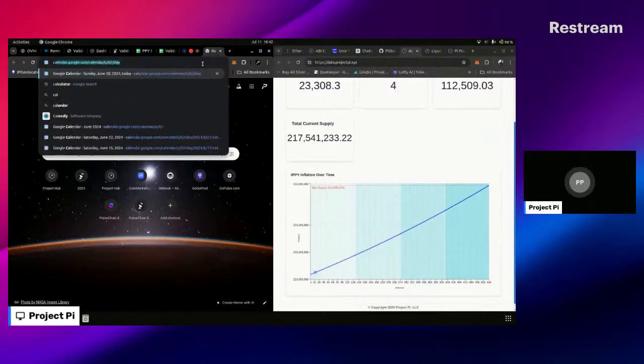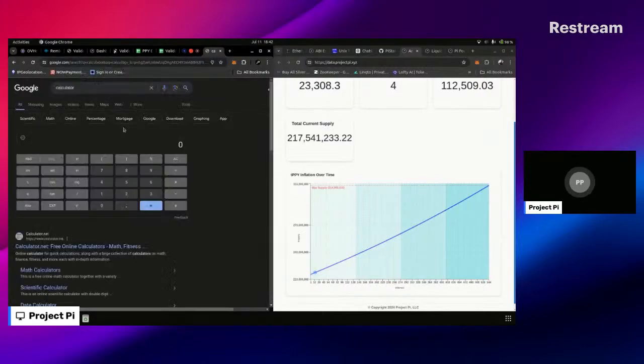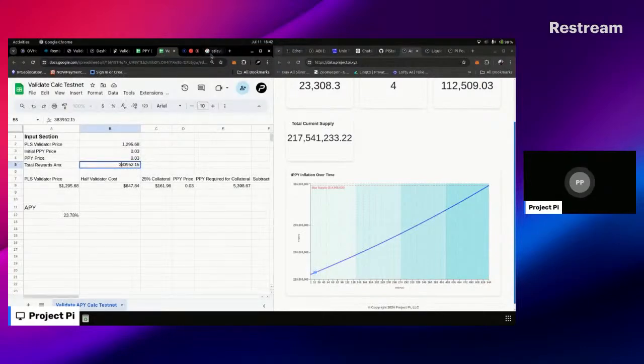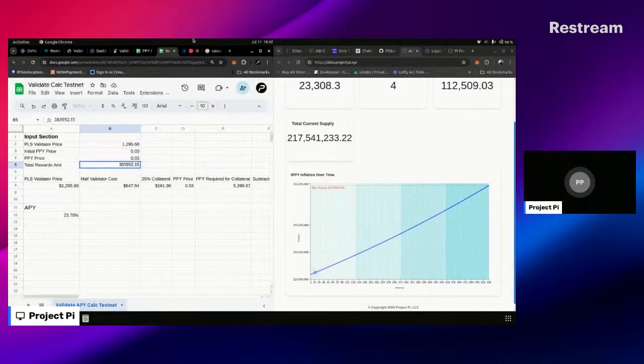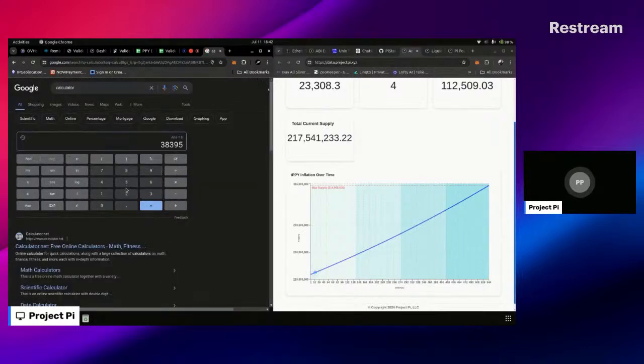Let me actually go to the calculator. Every 8 days, what's happening is you have the 383,952.15. We're going to divide that by 0.85. So what's happening is that every 8 days on testnet, this amount of PPY is actually being rewarded into the system, basically via inflation.